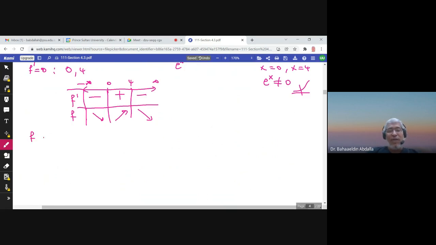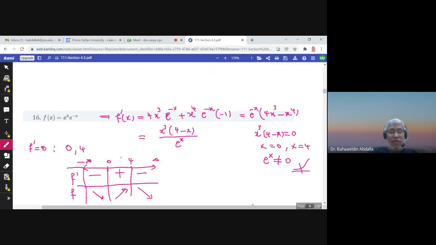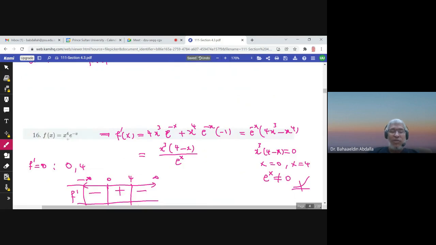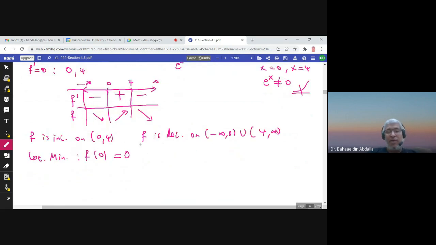So f is increasing on 0, 4, and f is decreasing on negative infinity to 0, union 4 to infinity. And we have a local minimum. Yes, it is f of 0. And we can find f of 0 by replacing x by 0. 0 times anything is 0. So f of 0 is 0, and that's the local minimum.